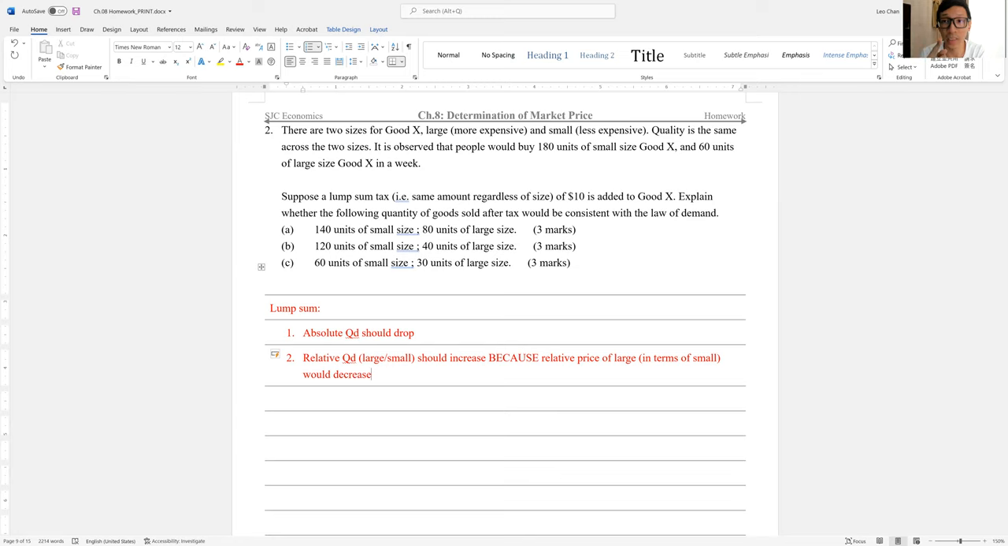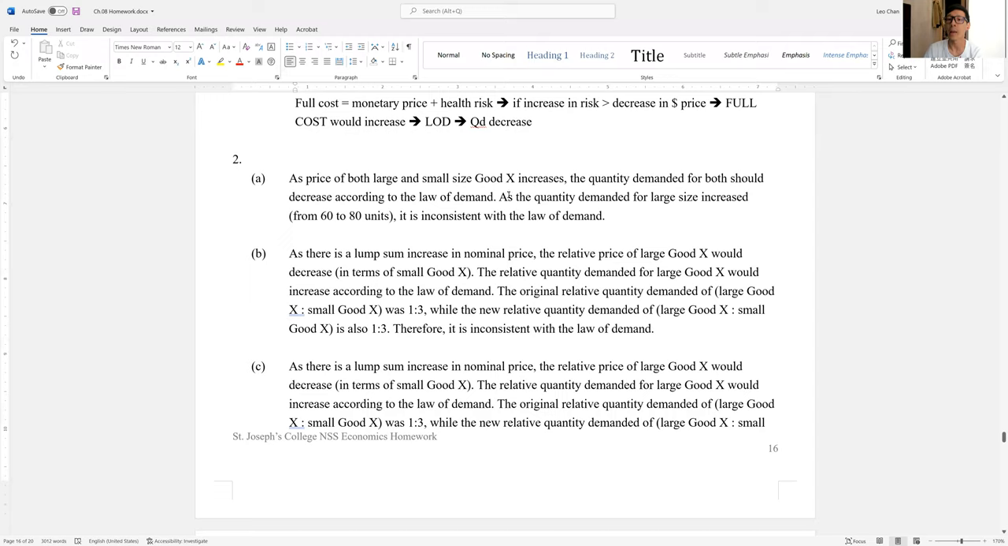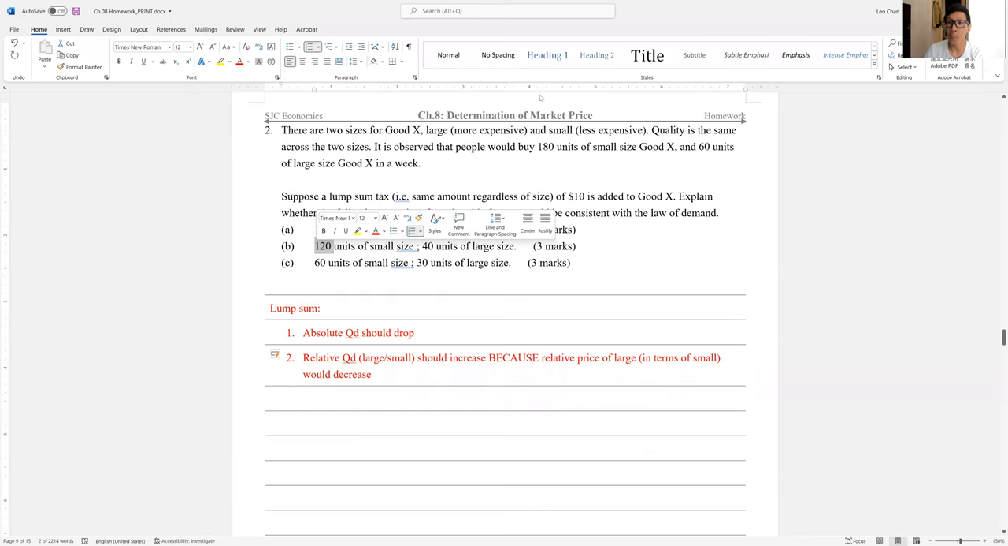If you need to say it is consistent, then both tests need to be passed. If it is inconsistent, either one does not pass, would be good enough. Okay, so which is our answer here? 望下啦, 140, 80, 你見到, 有60件變成80件, so no, this is inconsistent with the law of demand, because you see QD of large size goods increased from 60 to 80, this is inconsistent. 沒理由貴了反而買多了嘛, no, impossible.